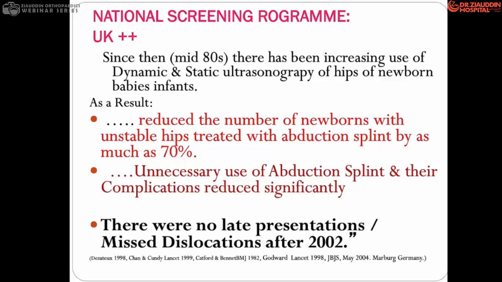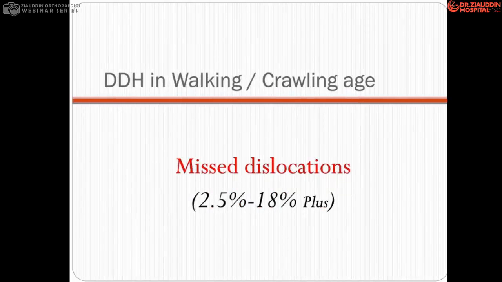Unnecessary use of abduction splints and complications were reduced after the introduction of ultrasonography. Nowadays, in the 2002 literature, late presentation is never seen in European communities where the screening protocols are observed. But sometimes there is a late development of DDH, which we also call missed DDH, missed dislocations. And the rate is 2.5% to 18% in Europe and the developed world.